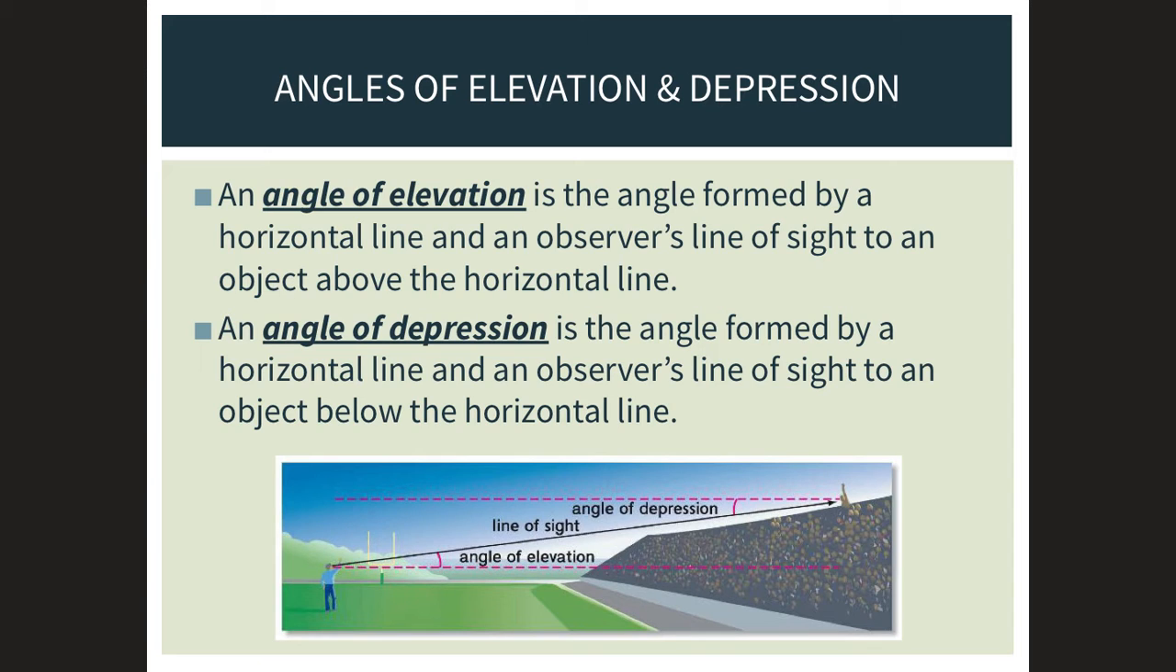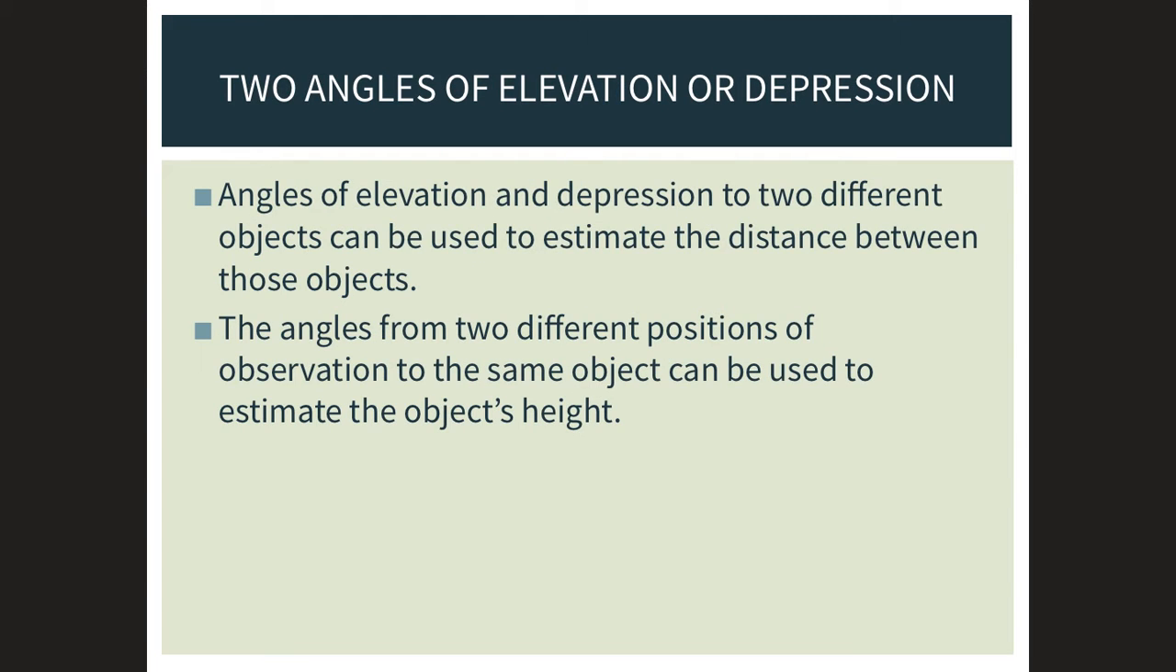So make sure you take some time to write this out. Probably draw the picture as close as possible so you can know the difference between an angle of elevation and an angle of depression. Angles of elevation and depression to two different objects can be used to determine the distance between those objects. And the angle from two different positions of observation to the same object can be used to estimate the object's height. So we're going to use both of these in our examples that are coming up.